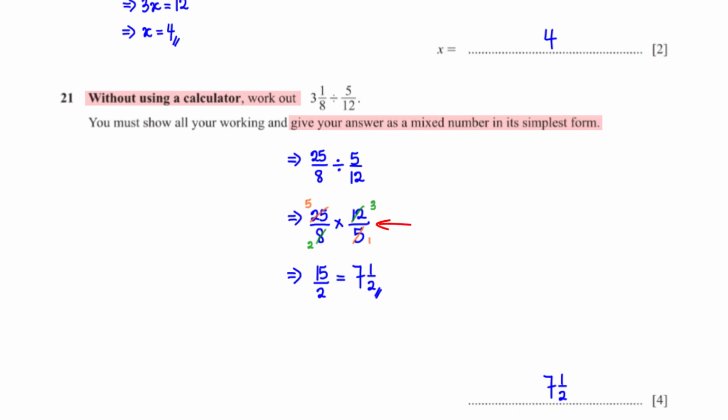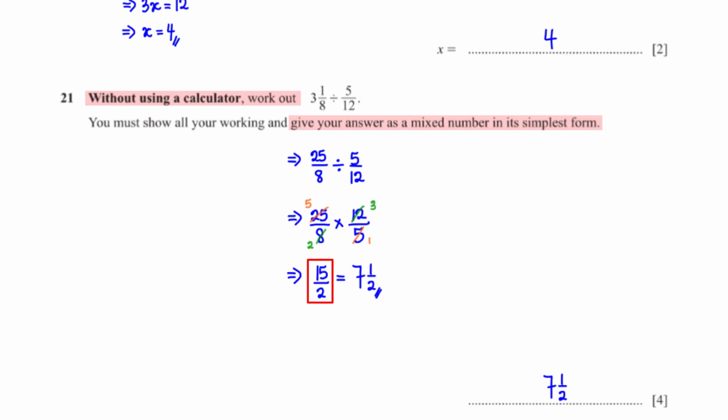In the next step, we have 25/8. Then we replace the division with multiplication. Then we bring in the reciprocal of 5/12, which is 12/5. 5 goes into itself one time and goes into 25 5 times. 4 goes into 12 3 times and goes into 8 2 times. So for the numerator, 5 times 3 is 15, and for the denominator, 2 times 1 is 2.